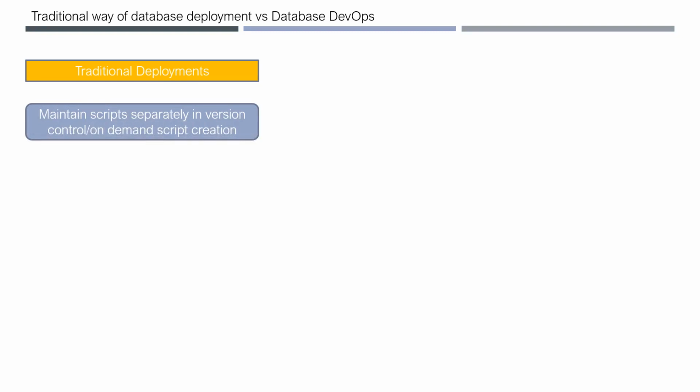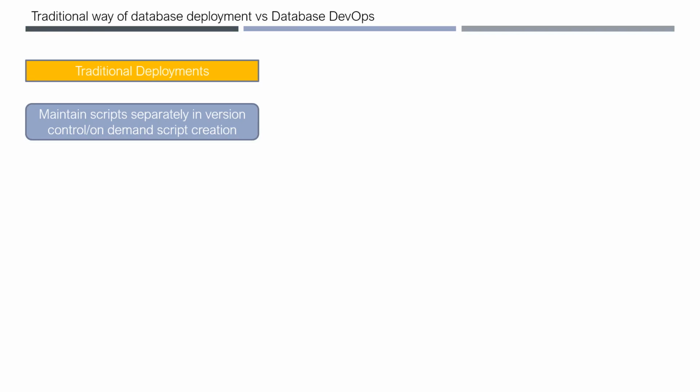We maintain the scripts, but they will not be in Git or any version control mechanism. Mostly they will be in the database engine itself, so you will not keep them separately. If you are a mature organization, what people do is generate the scripts and keep them in a version control system like Git.